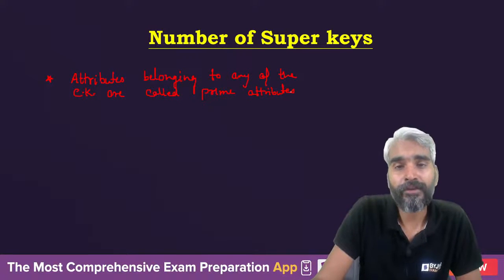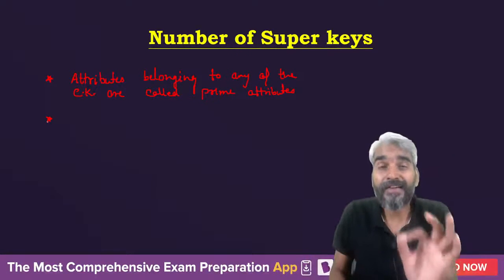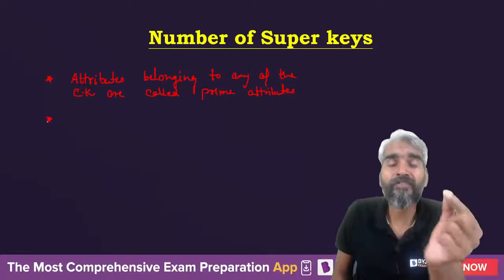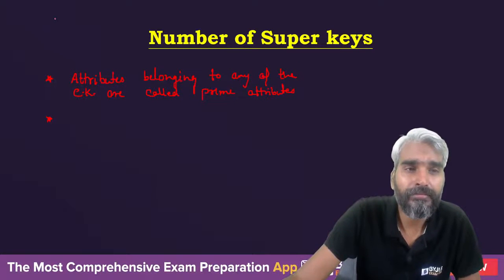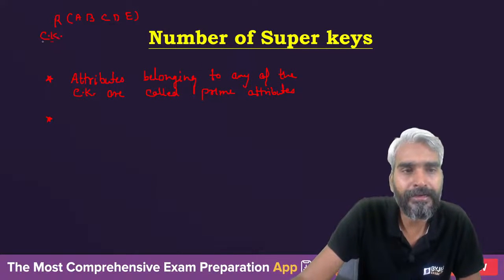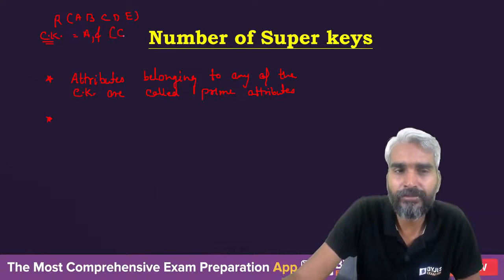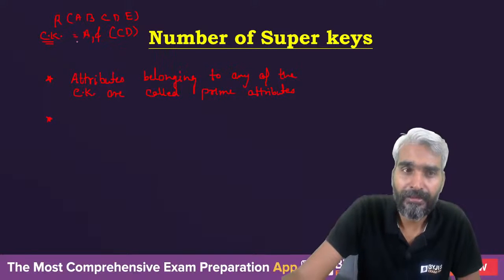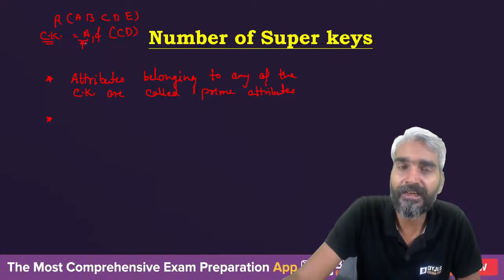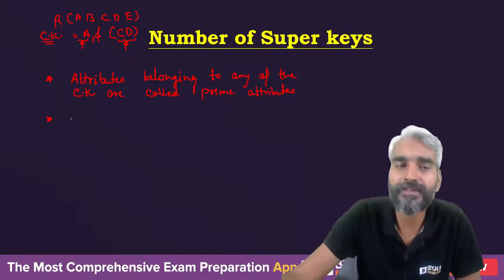Attributes belonging to any of the candidate keys are called prime attributes. Now, if a candidate key is formed of a single attribute, let's assume a relation R in which the attributes are A, B, C, D, E. You may have a candidate key formed of a single attribute, say A, and let's assume CD is another candidate key. A candidate key formed of a single attribute is called a simple candidate key. A candidate key formed of two or more attributes is called a composite candidate key, right?